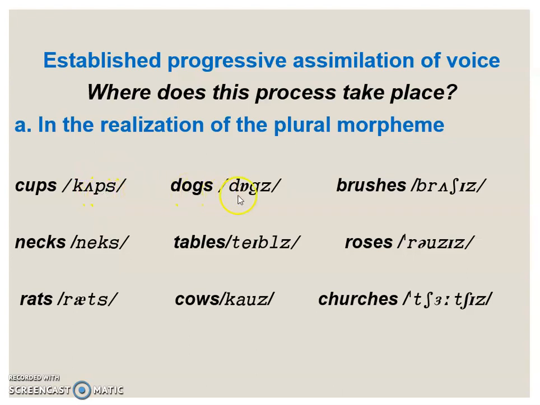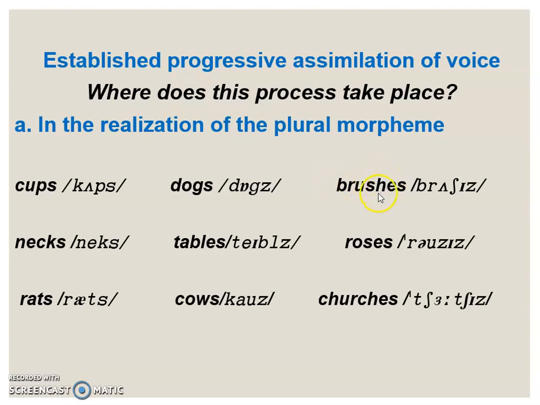Let's move on to dogs. The singular noun is dog, g, voiced, so the plural is realized as another voiced sound, z. Why? Because g is voiced. So 2 sounds are similar, voiced, voiced. So this is a case of established progressive assimilation of voice, where the plural morpheme is realized as a voiced sound, z, because the previous sound is voiced too.